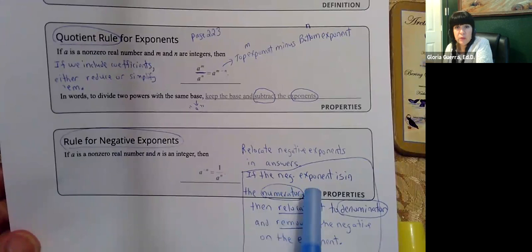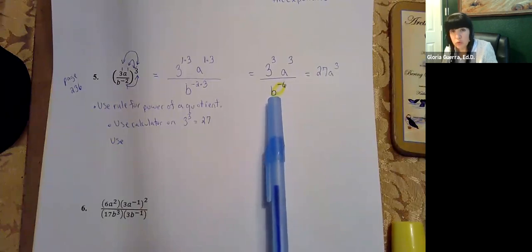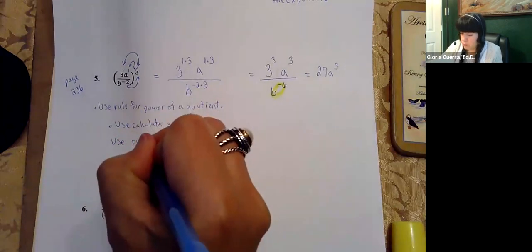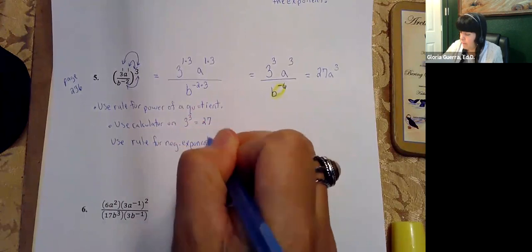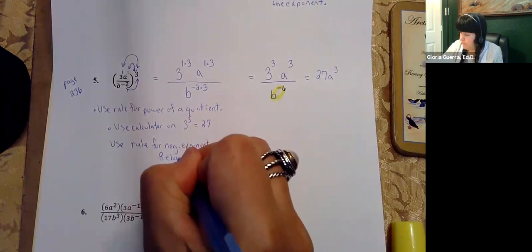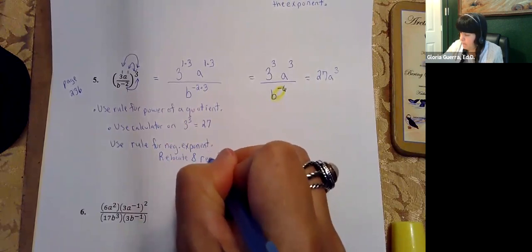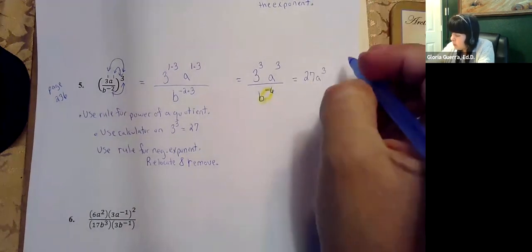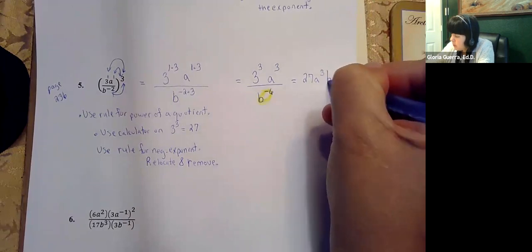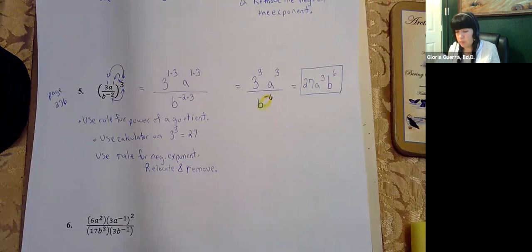So if the negative exponent is in the denominator, then I'm going to relocate it to the numerator. And then when I do that, I be sure to remove the negative on the exponent. So then that B to the -6, that B goes to the top, and then you take off the little negative on that. Okay, and then you're done. You'll be done with that problem here.